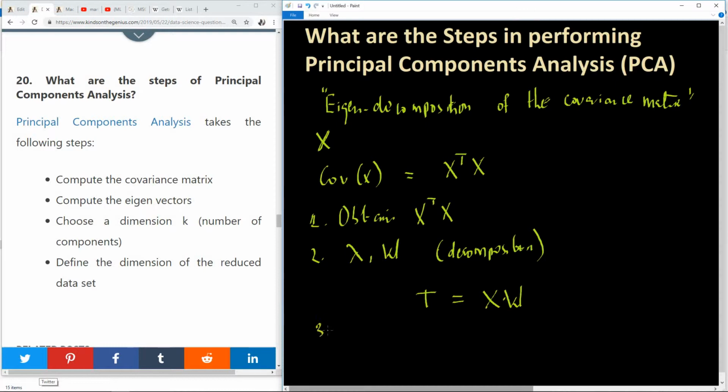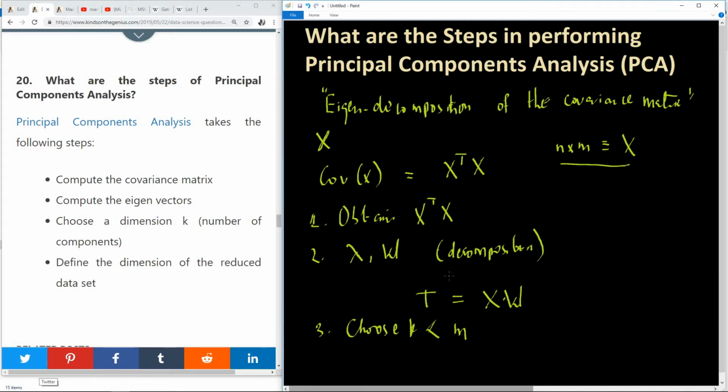So in step 3, you choose K, where K is less than M. And what is M? The original matrix A has dimension N by M, right? Where M is the number of features in X.